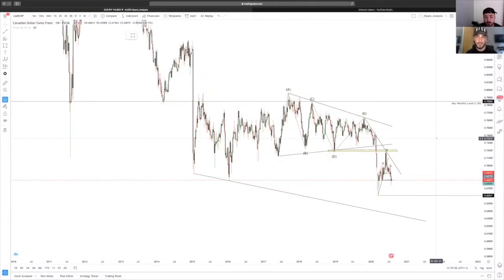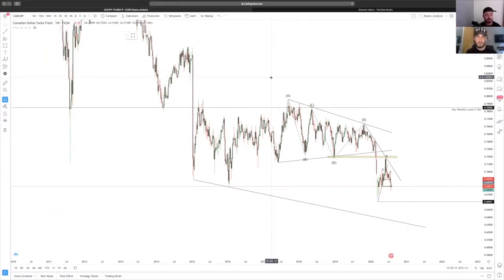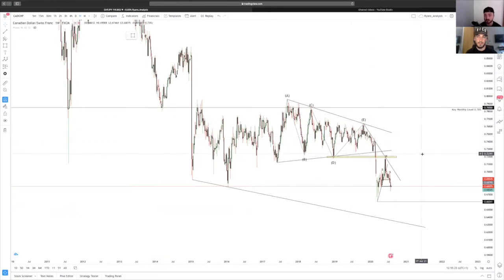Guys, I'm going to run through CADCHF, a trade we took last week. Starting on the weekly chart now, we have found support across here, broken it with a bearish engulfing candle and been using it as resistance ever since. That's why I've got here my key monthly level of 0.785, because it's a key level in the market where price uses it as support and resistance.